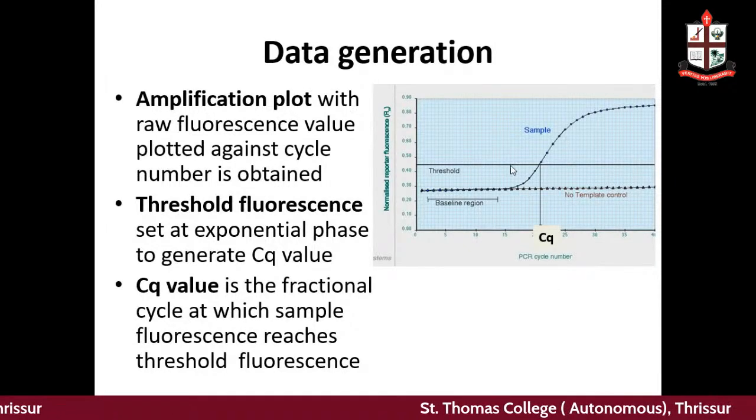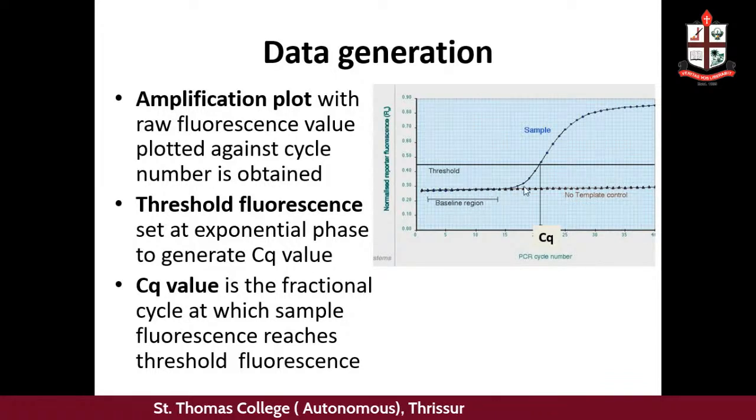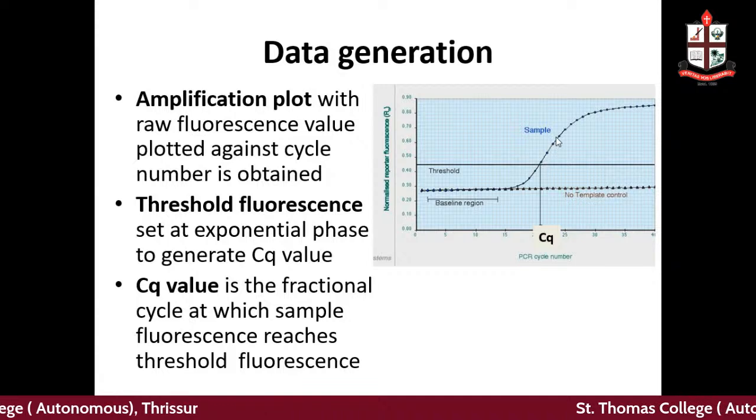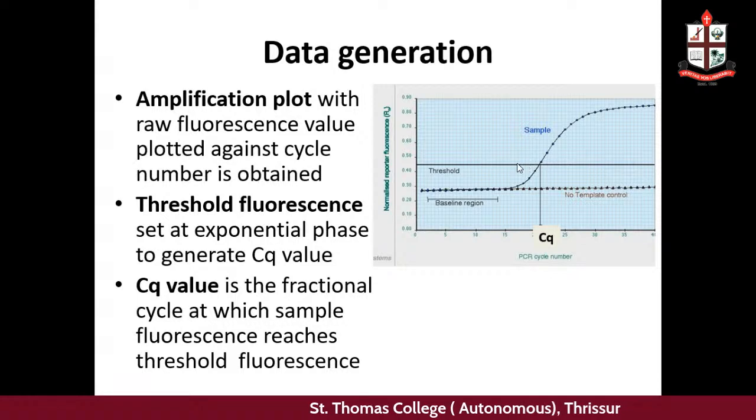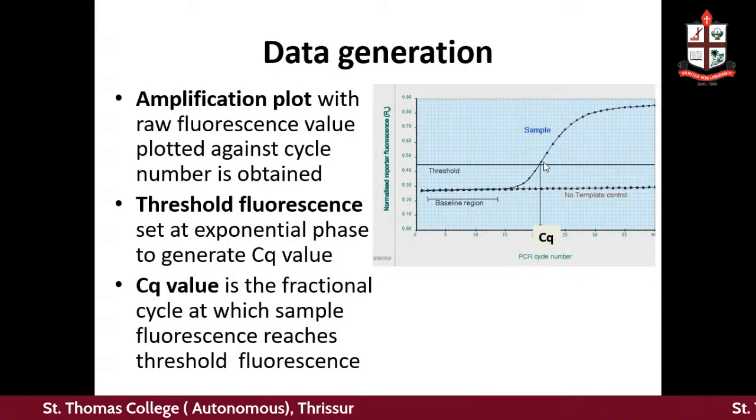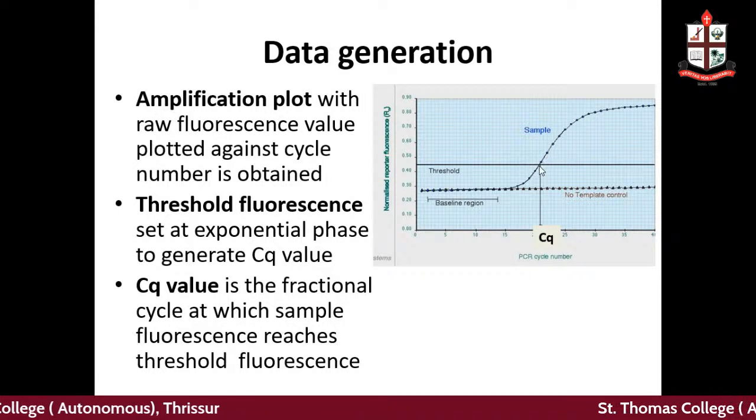So here I have explained the plot. There is a baseline because of the basal fluorescence, and then the exponential increase of the PCR will be visible, and we have to set a threshold fluorescence. It can be any arbitrary value, and the only thing that we have to take care of is that the threshold should pass through the exponential phase of the PCR.